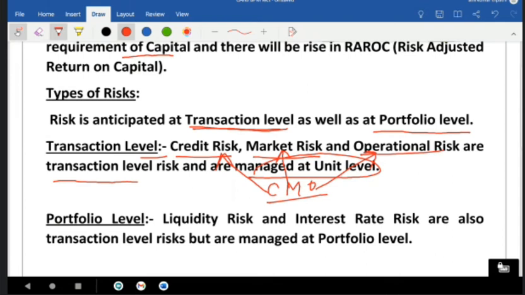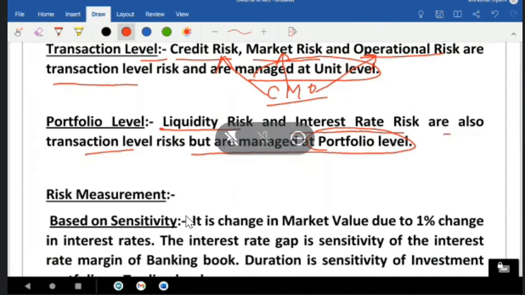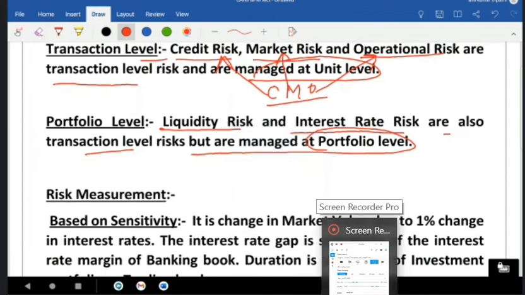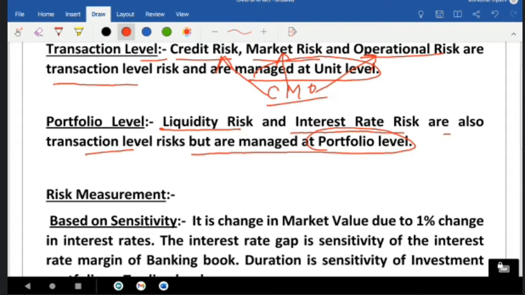So portfolio level is liquidity risk. Liquidity risk is there, interest rate risk is there, and also transaction level risk, but managed at the portfolio level. Here I want to make it clear that liquidity risk and interest rate risk are also considered a part of transaction level, but they are also managed at the portfolio level. Portfolio level means you might have seen the management at hand, it may be your zonal office, your circle office, your HO office. They manage this risk mitigation at the portfolio level.